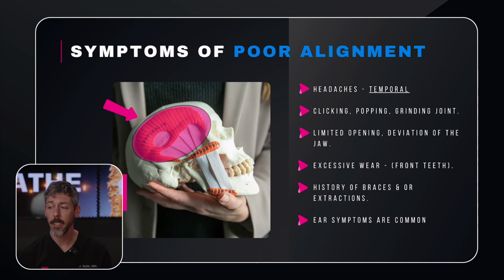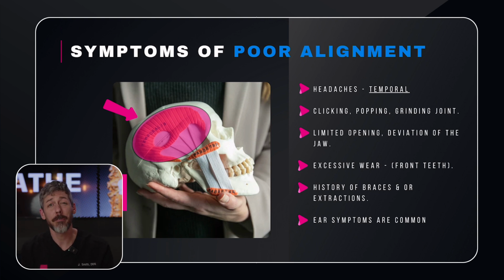We're also going to have more clicking, popping, grinding maybe in the joint. We're going to have limited opening, deviation of the jaw. And that just means now the joints are being so affected that when you open, you can't open very far. Or when you do open, it's opening to one side because one disc isn't working very well and it's kind of getting pinned and held up. So we see more opening issues than we do with occlusal muscle disease.